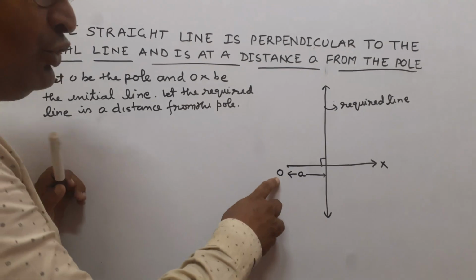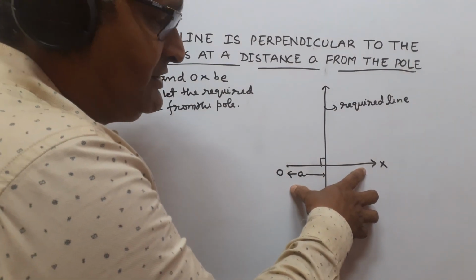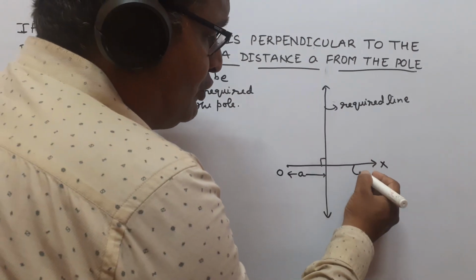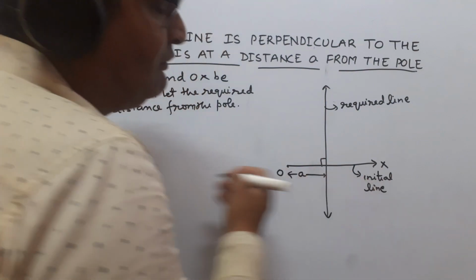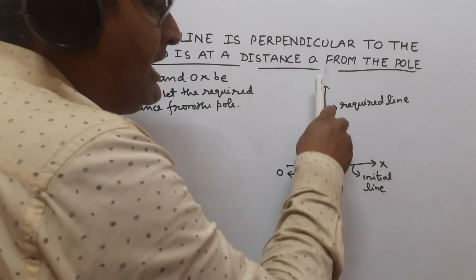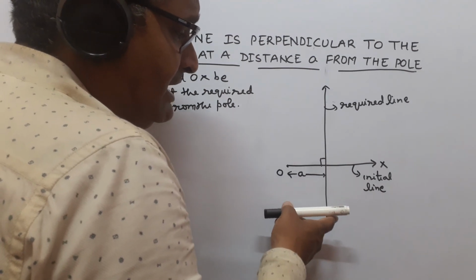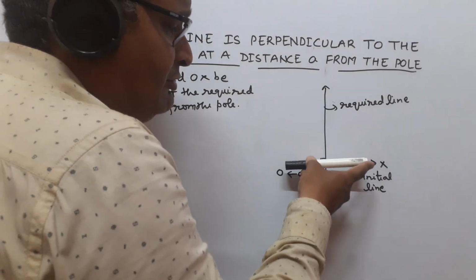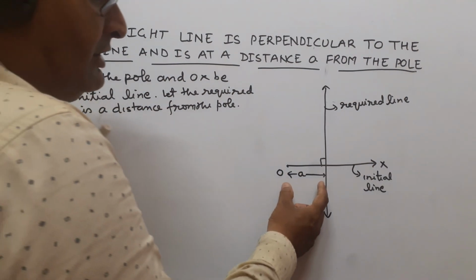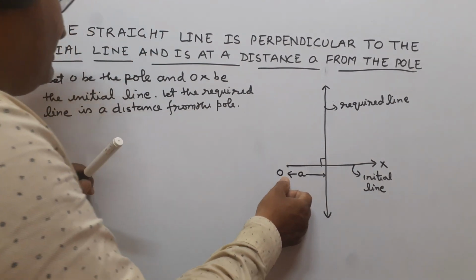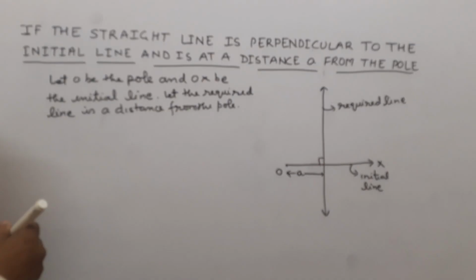Let us suppose that O be the pole, which is a fixed point, and OX be the fixed straight line, which is the initial line. Here we have to find the equation of the line which is perpendicular to the initial line. This required line is small a distance from the pole.